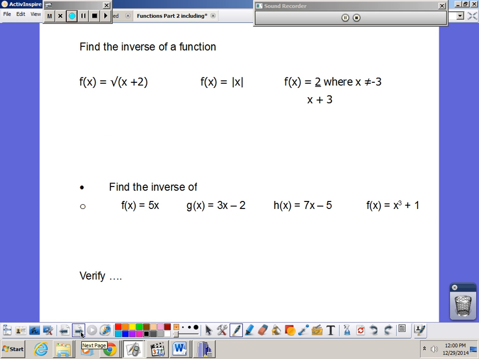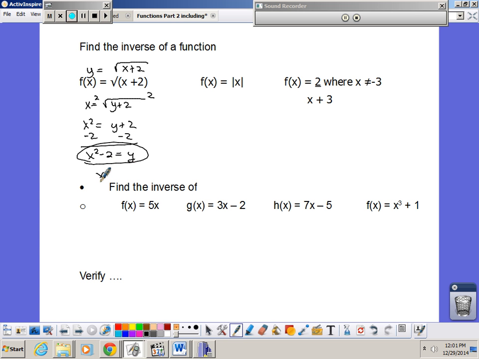So we're going to find the inverse of each of these functions. Okay, good. This y, I'm going to switch the x and the y. I'm going to solve for y. Subtract my 2. x squared minus 2 equals y. Or x squared minus 2 is f to the negative 1 of x, which is the inverse. All I did was switch the x and the y. Make y. Switch it.